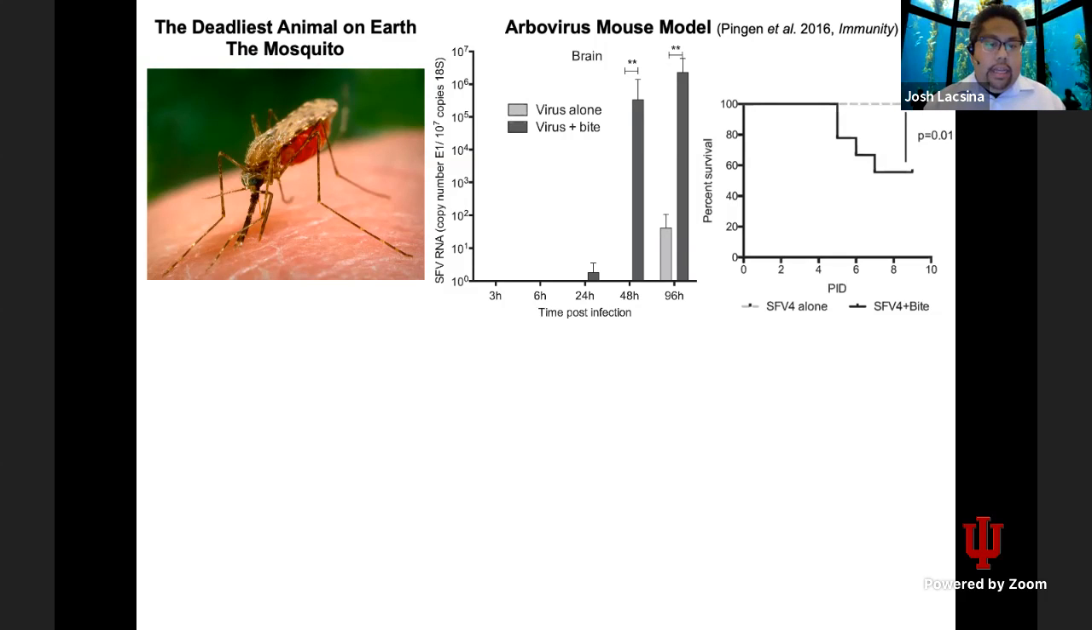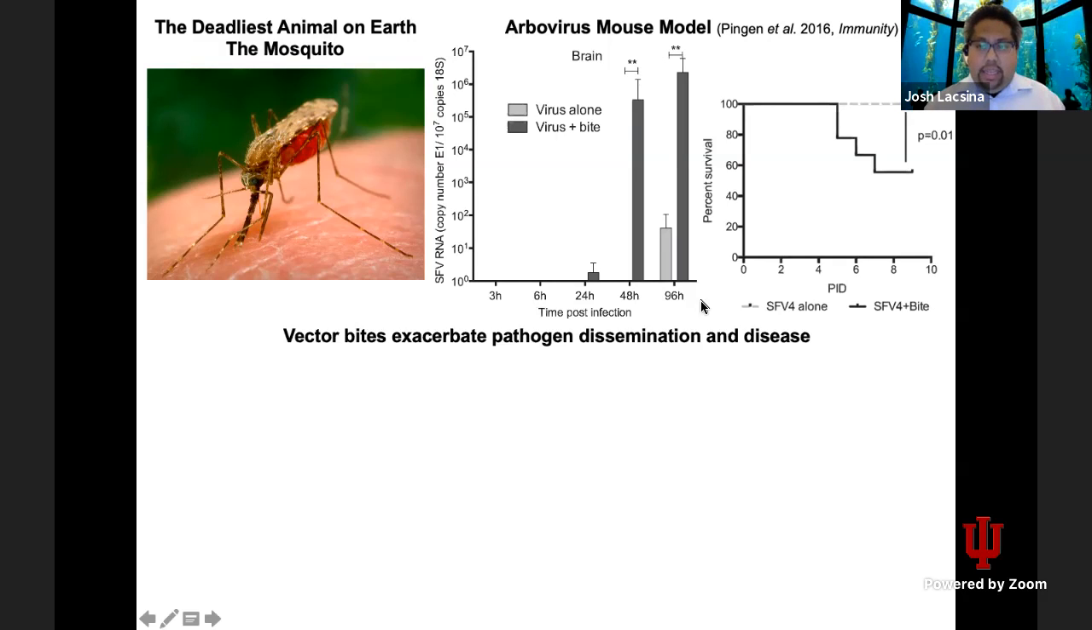And it's this idea that the bite of these insect vectors or arthropod vectors exacerbates the dissemination of these pathogens and even enhances disease, converting something that doesn't cause any death into one that kills half the animals.